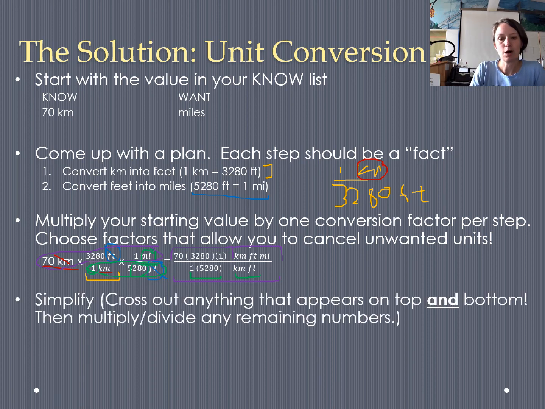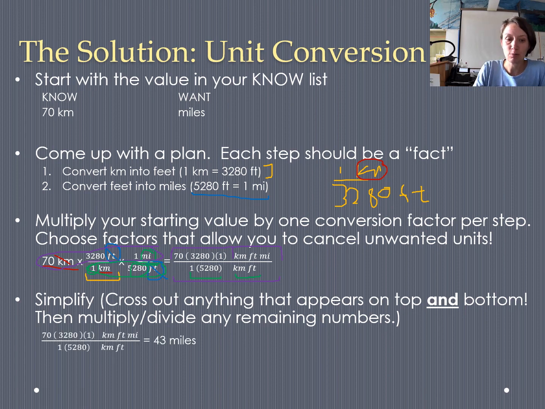The last step in this problem is to simplify. And simplify means we're going to cross out anything, could be a number or it could be a unit, that appears on the top and the bottom of your fraction. And then you just have to multiply and divide the remaining numbers, and we should be left with an answer.